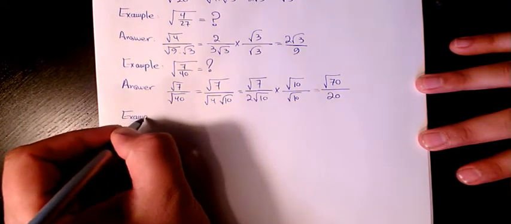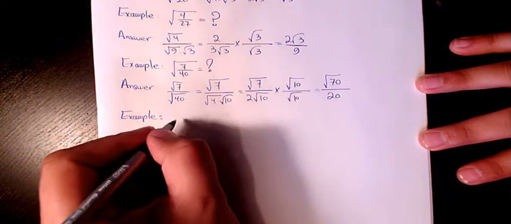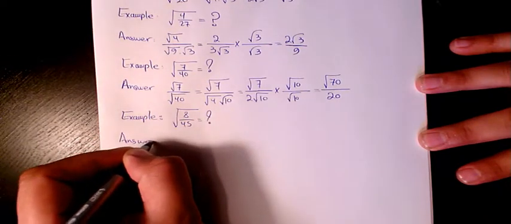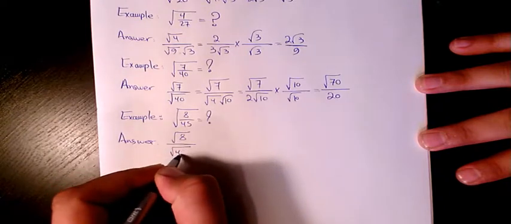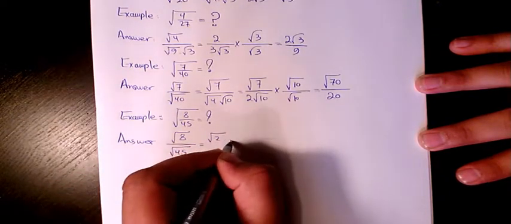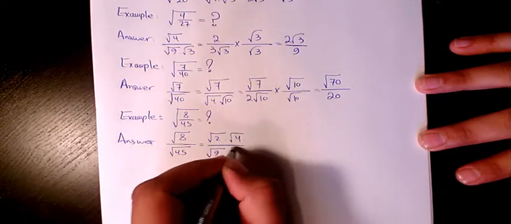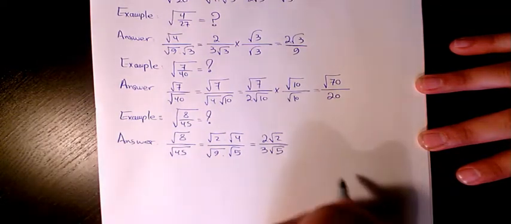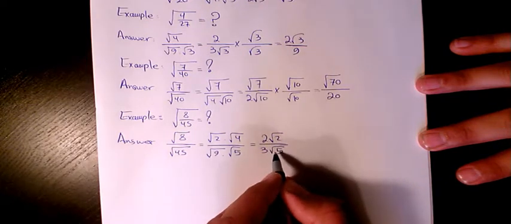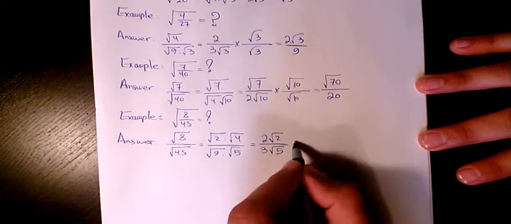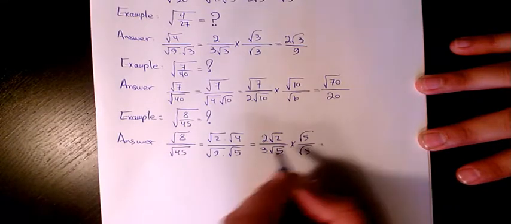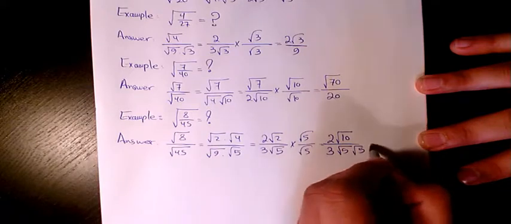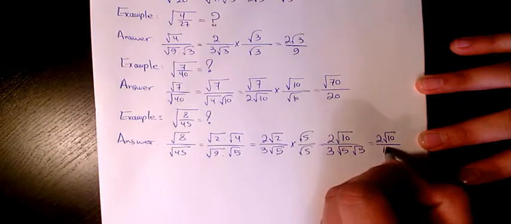Next example. Root 8 divided by 45. Answer is root 8 divided by root 45, which is going to be root 2 times root 4, and here we have root 9 times root 5, which is going to be 2 root 2 divided by 3 root 5. And then we need to rationalize it. When we want to rationalize it, we need to multiply and divide it by square root of 5. So this is going to be 2 root 10 divided by 3 root 5 times root 5. So it's going to be 2 root 10 divided by 15.